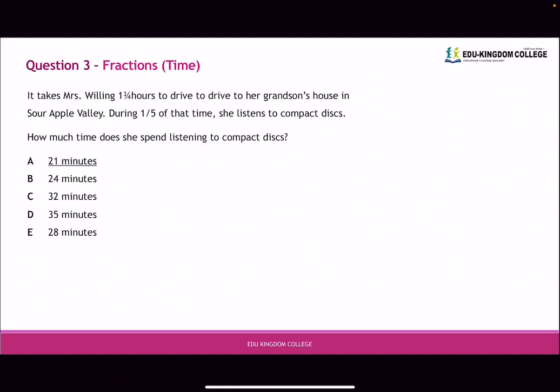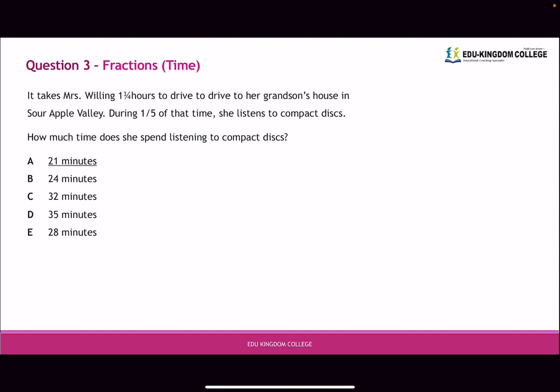Question 3. We're looking at Miss Willing, who takes 1 hour and 3/4 of an hour to drive to her grandson's place, and during a fifth of that time, she listens to something called compact discs. If you don't know what a compact disc is, you're probably born very late and are too young, so ask your parents what they are. You might call them CDs as well, if that helps you better understand, but that's not the point of the question, so we'll move on to the maths.